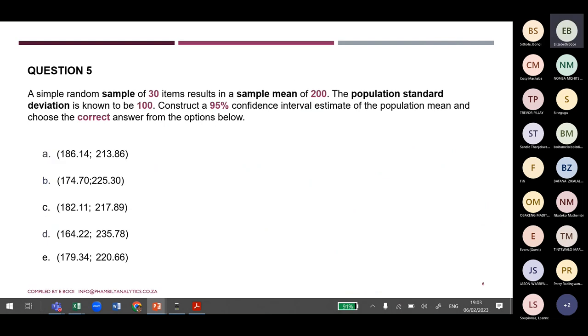Okay. Moving on to question 5. A simple random sample of 30 items results in a sample mean of 200. The population standard deviation is known to be 100. Construct a 95% confidence interval.